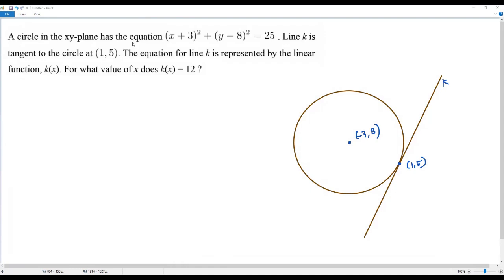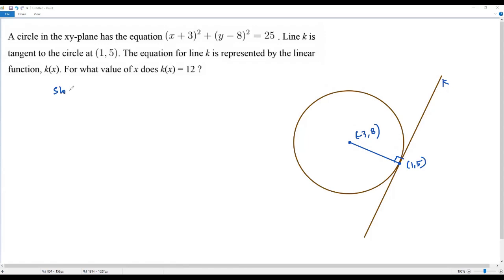Okay, now let me draw the radius by connecting the center and the point of tangency. The line segment I've drawn represents a radius because it connects the center and a point on the circle. At the point of tangency, the angle between the radius and the tangent is always a right angle. So here we have a right angle, that is, the radius and line k are perpendicular to each other. Using these 2 points, we can find the slope of the radius.